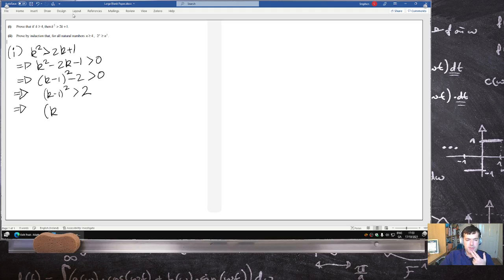So if I square root both sides, that means k minus 1 is greater than root 2 and k minus 1 is less than minus root 2, but k is positive. So we're done. So you could have actually gone backwards. You could have said k is bigger than 4. Oh yeah, so I could do it backwards actually.